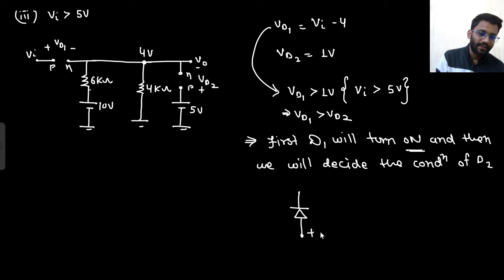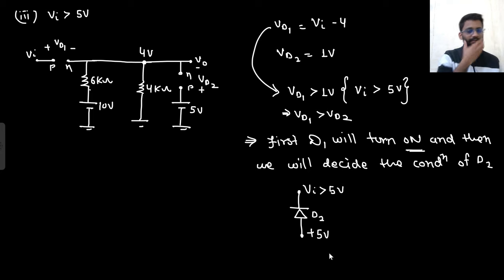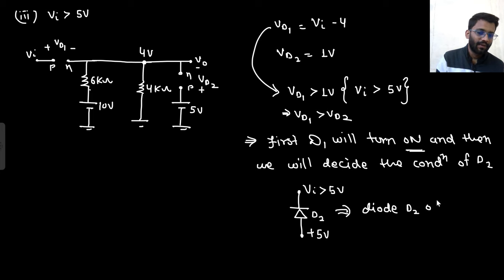Diode D2 here is having 5 volt, and here it is having Vin, which is greater than 5 volt. So N potential becomes more and P potential becomes less. Diode D2 is off. And if diode D2 is off, what happens?